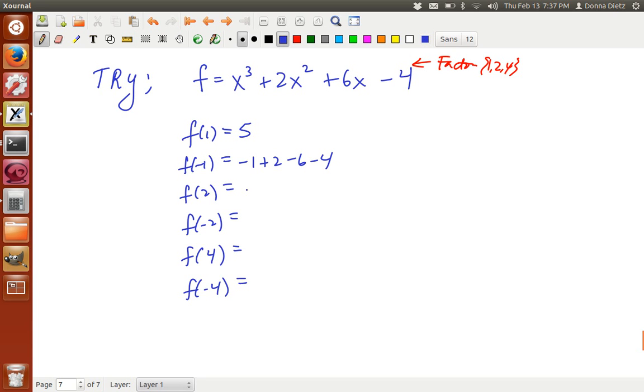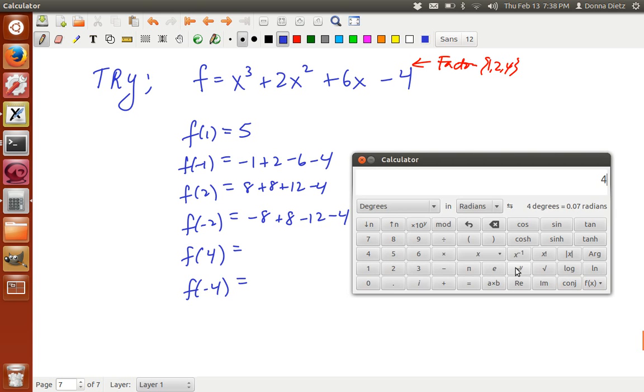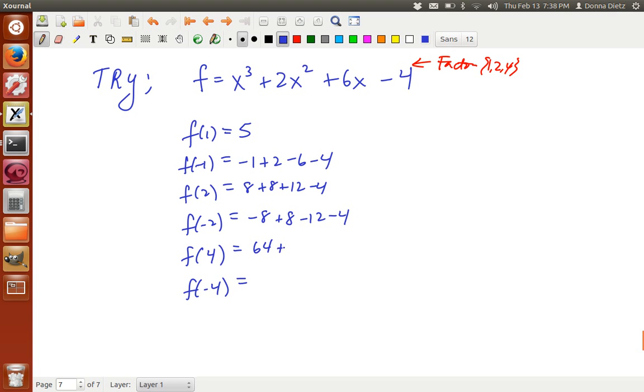Okay, let's try 2. 8 plus 8 plus 12 minus 4. That's not going to be 0. Okay, -2. -8, +8. We're starting off pretty well, but then we get -12, -4. Not good. Okay, let's try 4 cubed. Let's make sure we're doing this right. 4 to the power of 3 is 64. Okay, 64 plus, it's actually going to be 32 plus 24 minus 4, not going to be 0. -64. So when we switch from f of 4 to f of -4, we just have to judiciously change a couple signs around, and that is still not going to be 0.